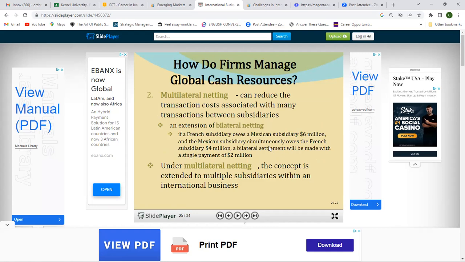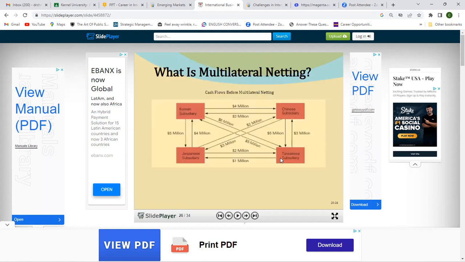Multilateral netting can reduce the transaction costs associated with many transactions between subsidiaries. It is an extension of bilateral netting. If a French subsidiary owes a Mexican subsidiary 6 million, and the Mexican subsidiary simultaneously owes the French subsidiary 4 million, bilateral netting will be made with a single settlement of 2 million. Under multilateral netting, the concept is extended to multiple subsidiaries within an international business.